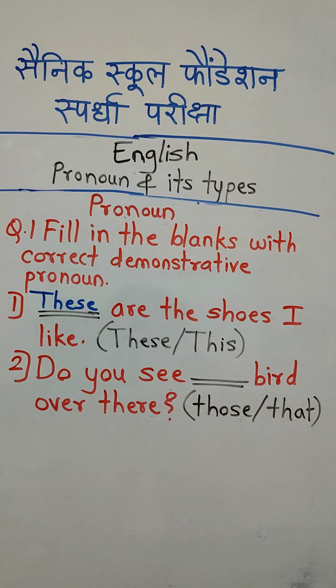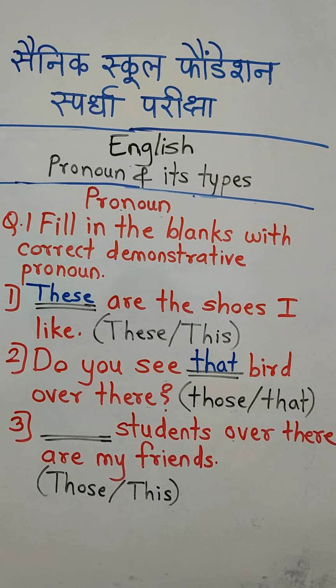Next sentence is given: do you see dash bird over there? And the options are given, those or that. Here we are pointing towards a bird which is in singular form. So here we should use the pronoun that. So the answer is, do you see that bird over there? Now the next sentence is given: dash students over there are my friends. And the options are given, those and these. So here we are pointing towards the students, which is in plural form. That means we should write here the pronoun those. So the answer is, those students over there are my friends.